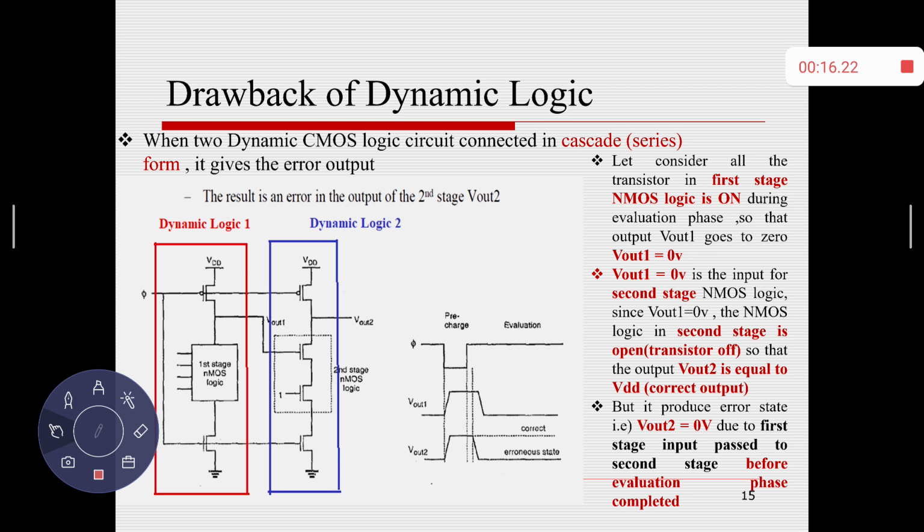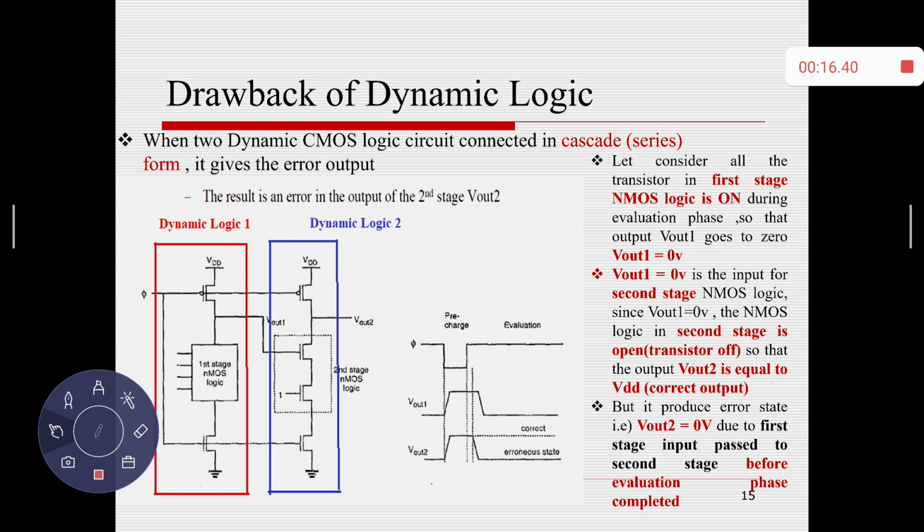So here I am taking 2 dynamic logic stages, logic 1 and logic 2, both connected in cascade form. They are connected in cascade form because the output of dynamic CMOS logic 1 will act as one input for the second dynamic CMOS logic. Okay, so what happened?